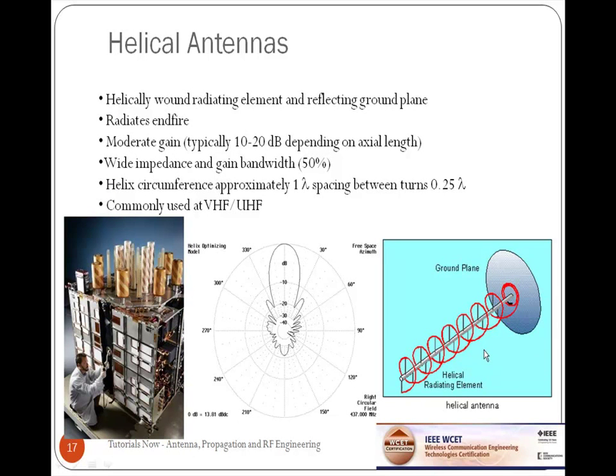The helical antenna has helical radiating elements plus a reflecting ground plane, and they typically radiate end fire. The helical antenna typically have moderate gains around 10 to 20 dB depending on the axial length. It has wide impedance and gain bandwidth, typically in the 50% range. The helix circumference is approximately 1 lambda, with spacing between turns of about a quarter of a wavelength. The helical antenna are typically used at VHF and UHF frequency range.